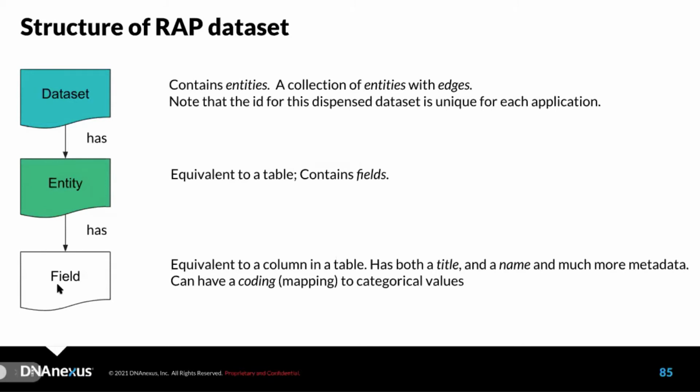Each of these fields has a lot of metadata associated with it. The ones we're going to be using are title and name, and there's lots more metadata. Keep in mind that fields, if they're categorical, can have a coding. Since they're stored underneath as numerical values, there's a coding that maps those numerical values to the actual categorical values.